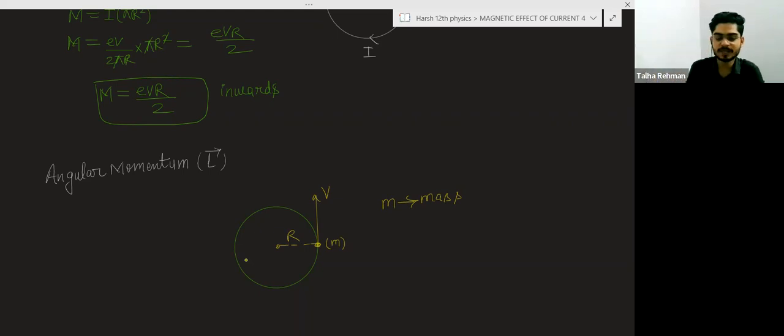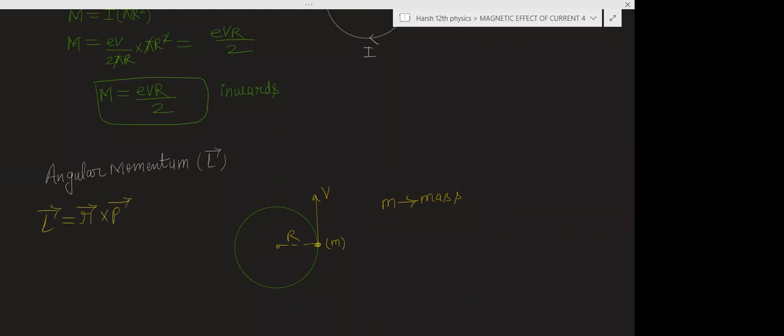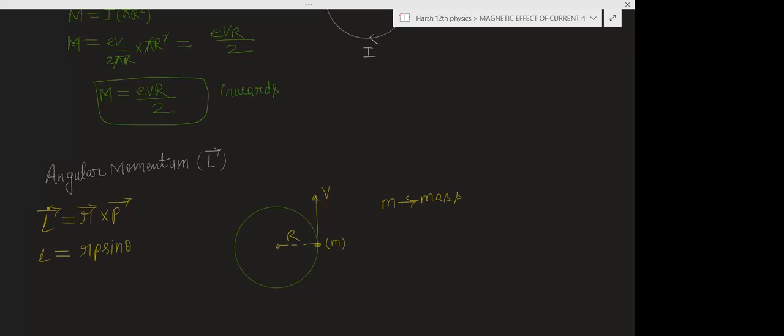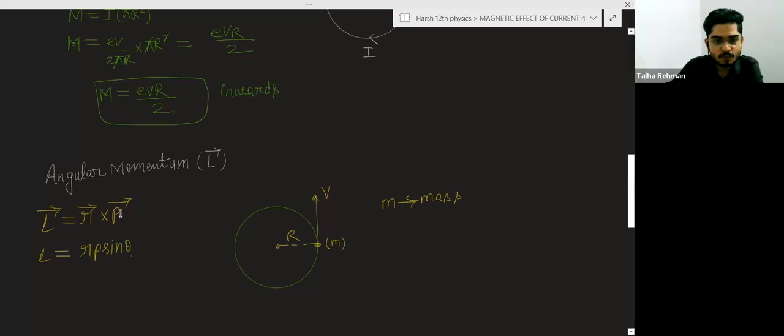So angular momentum is given by R vector cross P vector. What is R vector? R is the position vector, and P vector is the momentum vector. When you open the cross product, you will get R into P into sine theta, where theta is the angle between R and the momentum.